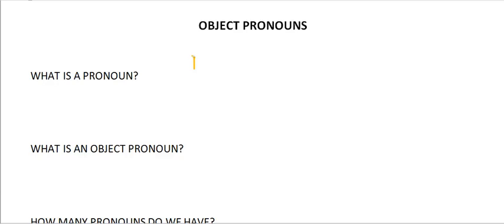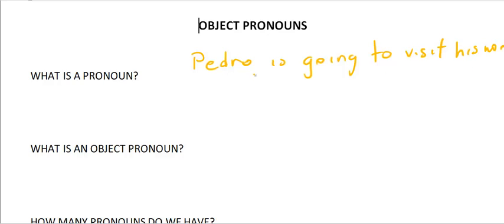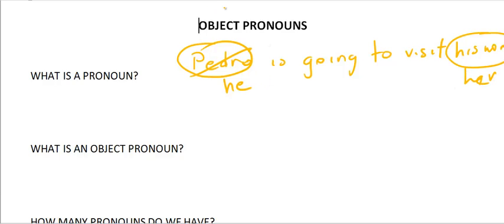For example, in a sentence you can say Pedro is going to visit his mom, for example. In English, instead of Pedro, you can say he's going to visit his mom, right? And instead of his mom, you can say he's going to visit her, right? These little words that we use to replace a noun, they are called pronouns.